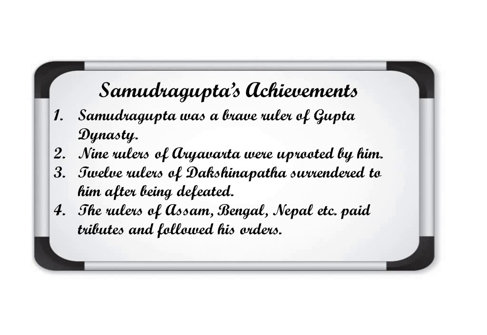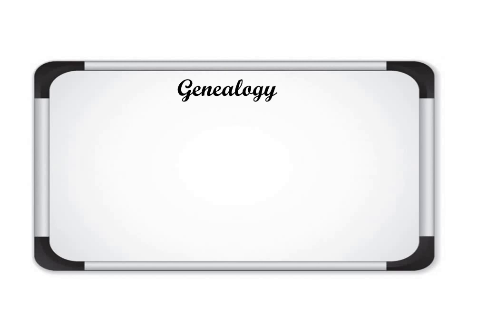So they were paying tributes to Samudra Gupta and following his orders. So these are the achievements we can write. Now genealogy. What does it mean? It is the list of ancestors.